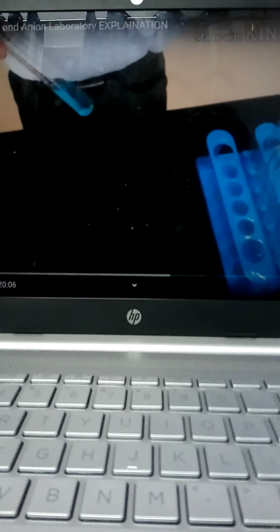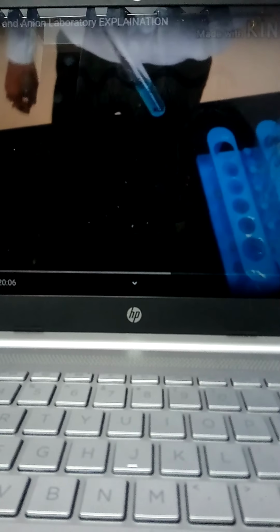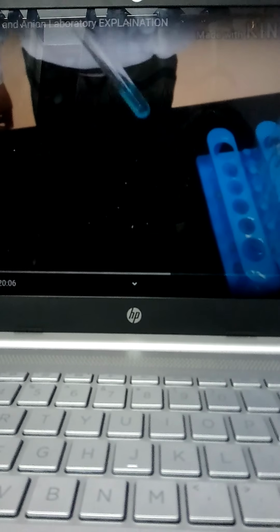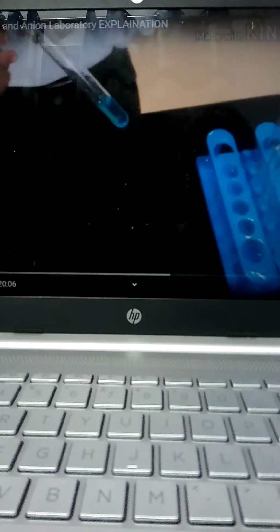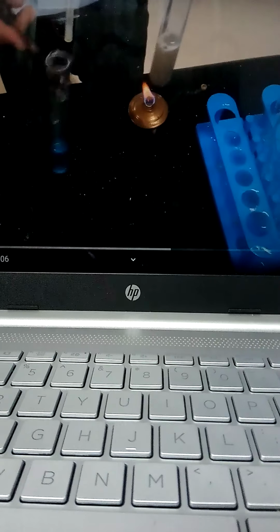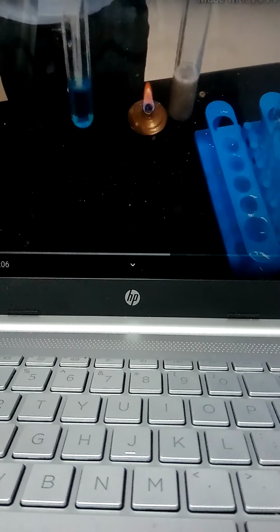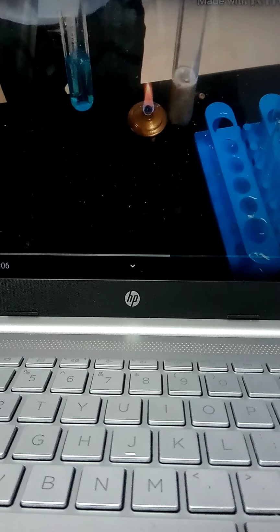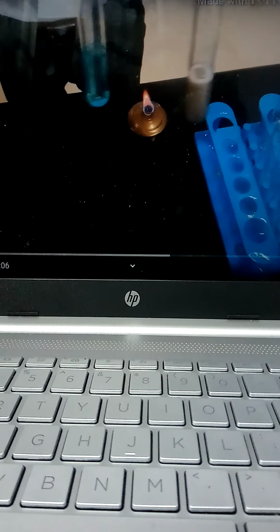This solution is subjected to centrifugation. Then take a centrifugate from the first group. So now I will take the centrifugate of the first group and pass hydrogen sulfide gas carefully. Observe here. Hydrogen sulfide gas is passed into the centrifugate.